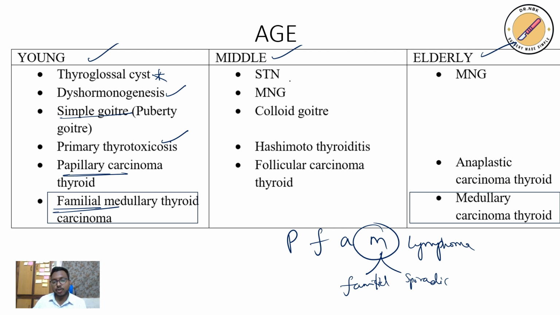Now coming to the middle age group, you can have solitary thyroid nodule or multinodular goiter, then colloid goiter.